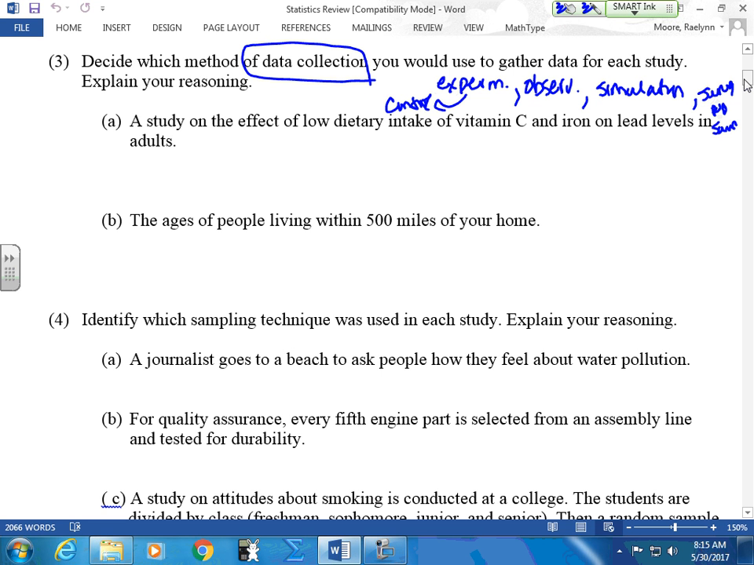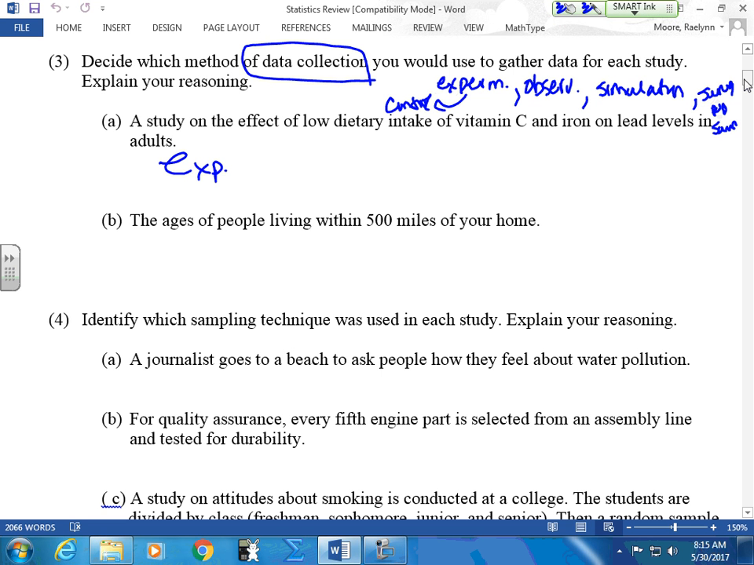Experimental. Could I give people vitamin C and iron? Is it harmful? No, I could give them vitamin C and iron as long as it's not past their limit. In fact, I think if you take too much vitamin C, it just supposedly expels out of your system. So I can give people that and check to see what's happening.